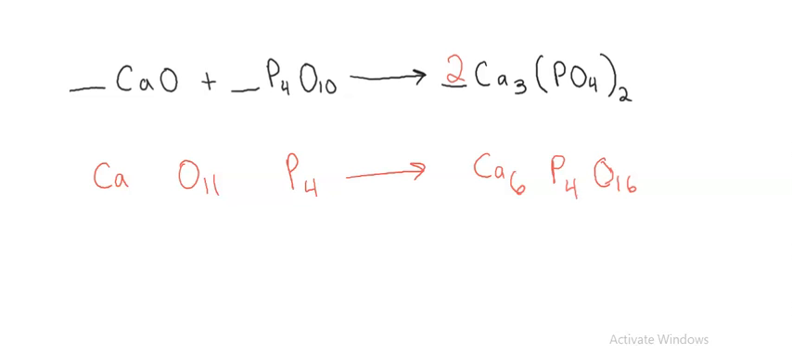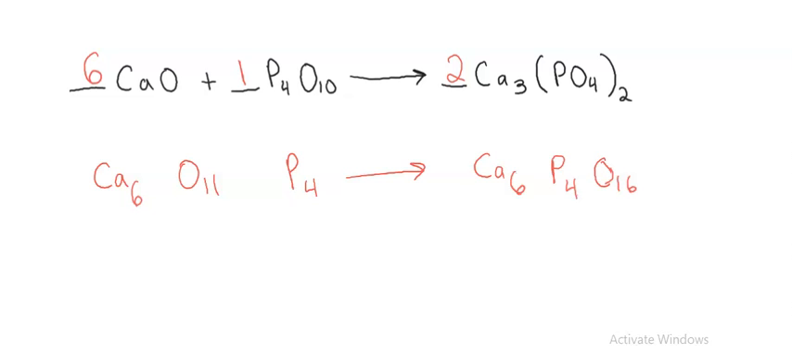The potassium's fine. Here the oxygen's good, 10. So I'll leave that alone. I need to increase here though. So since I have 6 calcium, I need to put 6 over here. By putting the 6 over here, this turns this calcium to 6, which matches that, but it also gives 6 more oxygen here. So it's actually 10 plus 6.